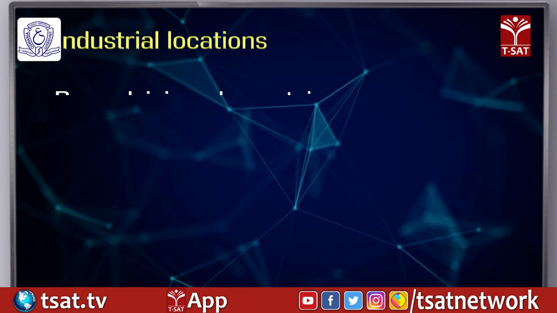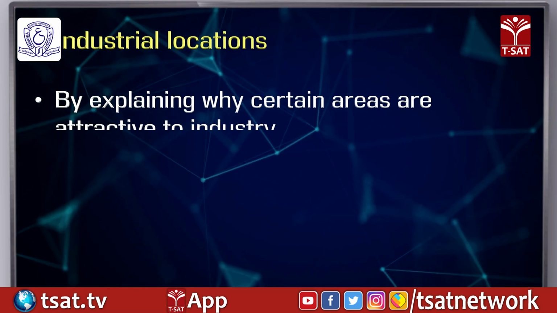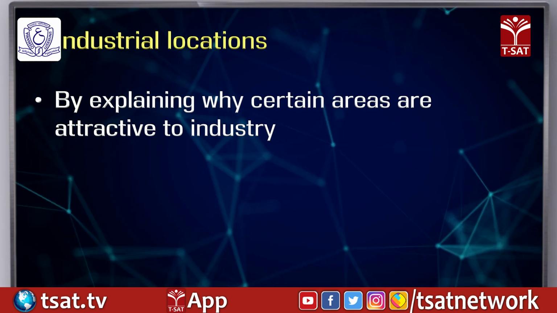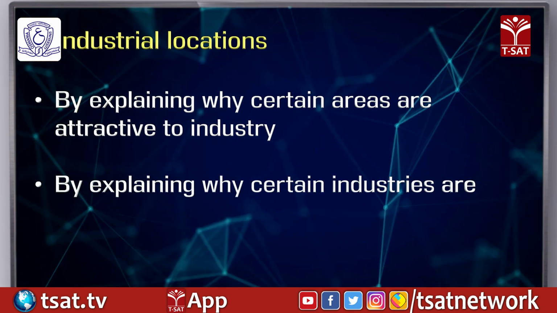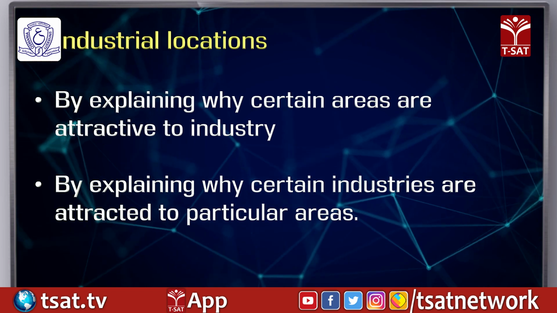So let me explain to you the approaches to the problem of location of industries. Manufacturing involves the assembly and the processing of inputs and the distribution of the output to other points, and therefore presents the question of where processing should take place. Industrial location can be explained in two ways. First, by explaining why certain areas are attractive to industry, and secondly by explaining why certain industries are attracted to particular areas. These two approaches are of course complementary, but they involve difference in emphasis.